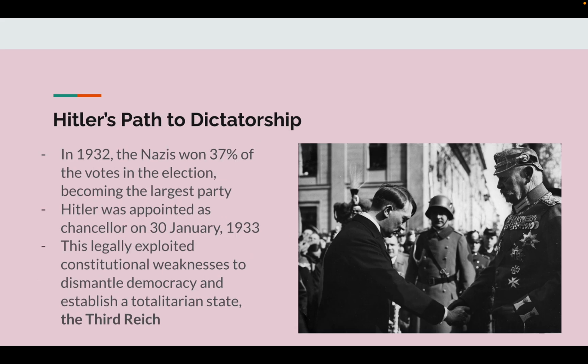Hitler's path to dictatorship. In 1932, the Nazis won 37% of the votes in the election, becoming the largest party. Hitler was appointed as Chancellor on the 30th of January in 1933. This legally exploited constitutional weaknesses to dismantle democracy and establish a totalitarian state, the Third Reich.